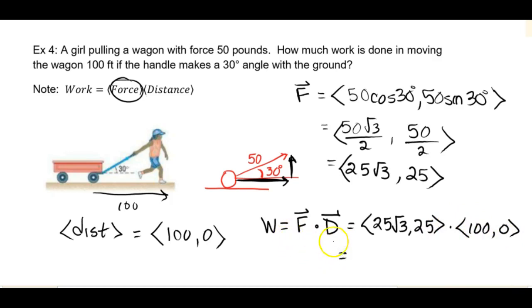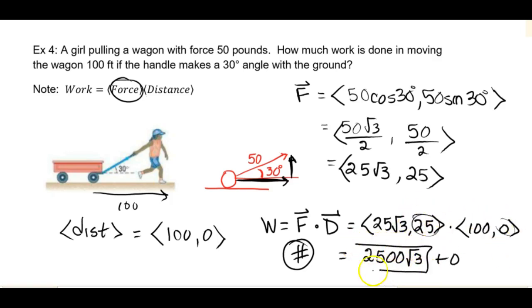And remember, the dot product is just going to give us a number. That's how much work we're going to be doing. So that's going to give me 2500 square root of 3 plus 0, because 25 times 0 is 0. So this is how much work is being done for this.